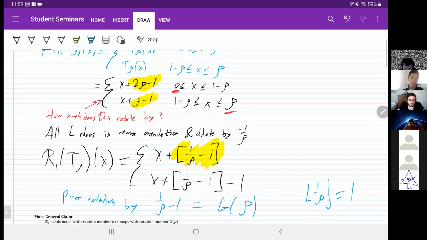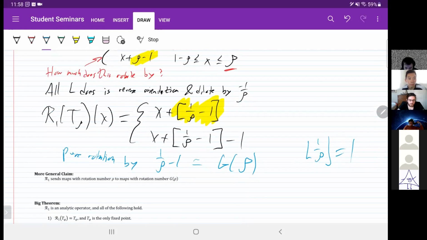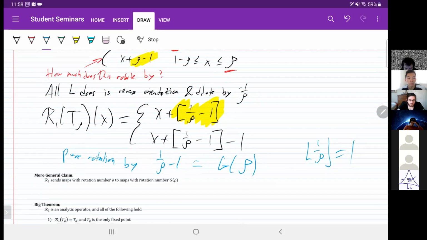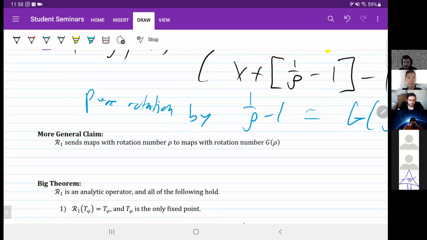I have 2 minutes, so let me end by going over the big theorem. This is a theorem that provides a picture, and I'll try to draw the picture.